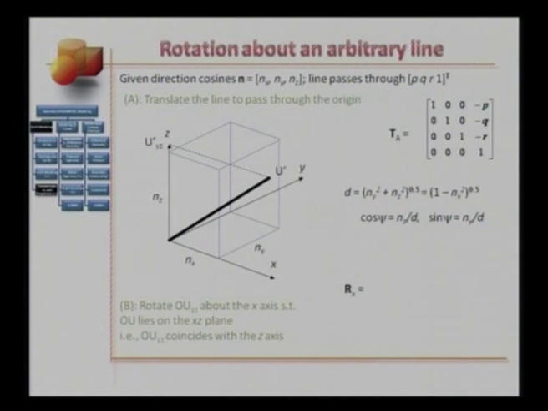The corresponding rotation matrix will be Rx equals 1, 0, 0, 0; 0, nz over d, minus ny over d, 0. Note that these two terms are the cosine psi and sine psi terms respectively. The third row will be 0, ny over d, nz over d, 0. And of course, the final row will be all 0 except for the 4 by 4 entry, which is 1.